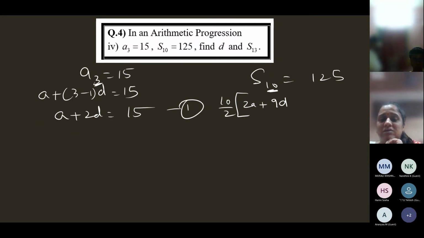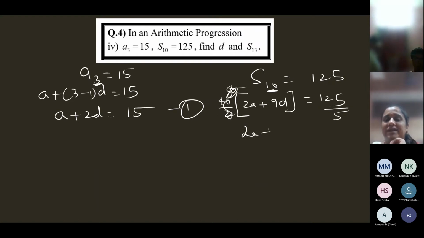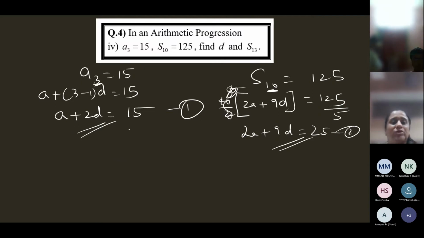So S10 is equal to 125. When you work this, 10 by 2 is 5, and that 5 will go to the other side for division. So you will get 2A plus 9D is equal to 25. So you get two linear equations in A and D. So you can solve it.